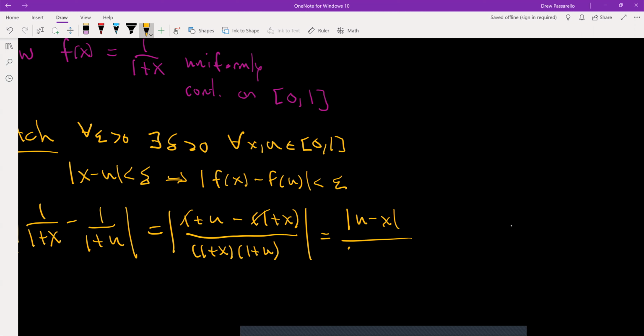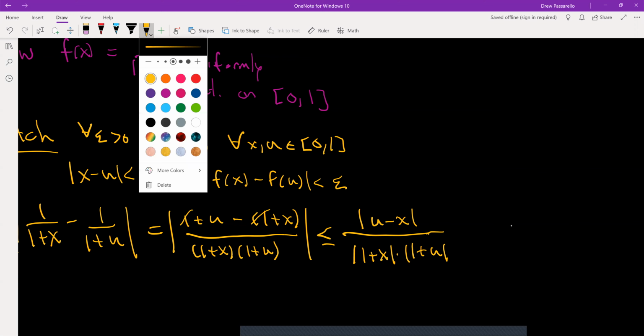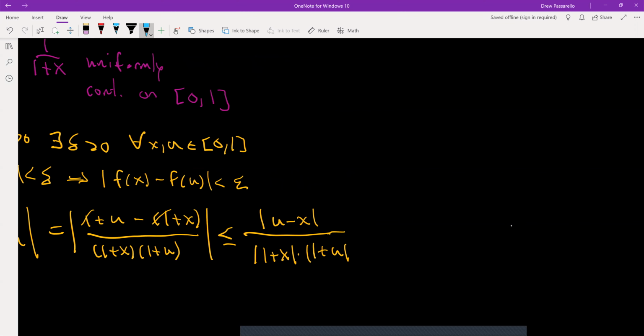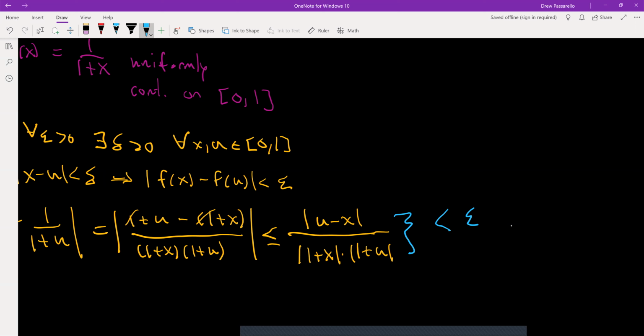Over 1 plus x times 1 plus u. This will be less than or equal to the absolute value of u minus x, which is the same thing as x minus u, divided by 1 plus x times 1 plus u. And we need this to be less than epsilon. So we've got to figure out a way so that our delta is only dependent on epsilon. We know that x minus u is less than delta, so it'd be delta over 1 plus x times 1 plus u. So how can we choose delta so that it's not dependent on anything but epsilon?